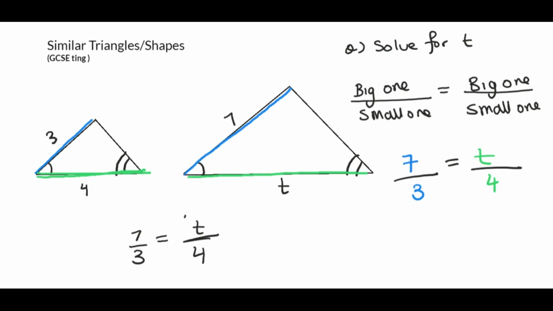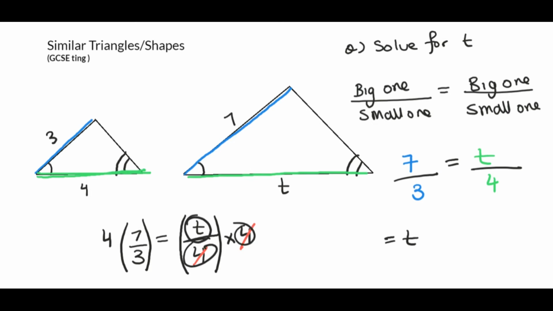So what I need to do is times this by 4. But remember, whatever you do to one side, you have to do to the other side. So I'm going to times this side by 4 as well. The reason I do this is because this 4 and this 4 cancel out, so you're just left with t on the right-hand side. These 4s cancel out. Remember that. So you're just left with t.